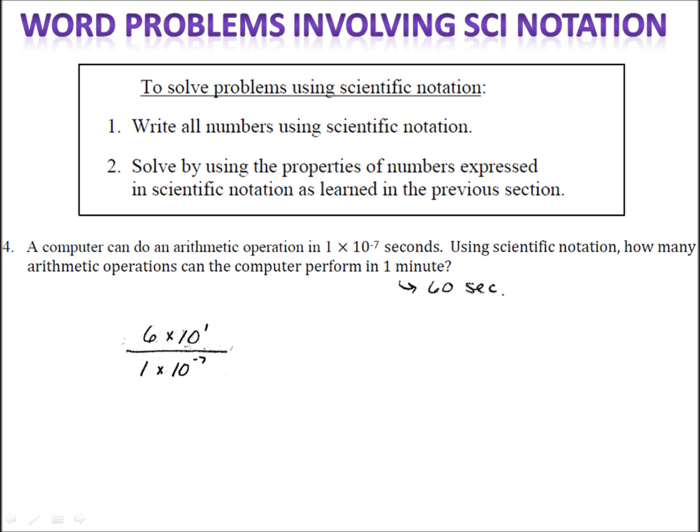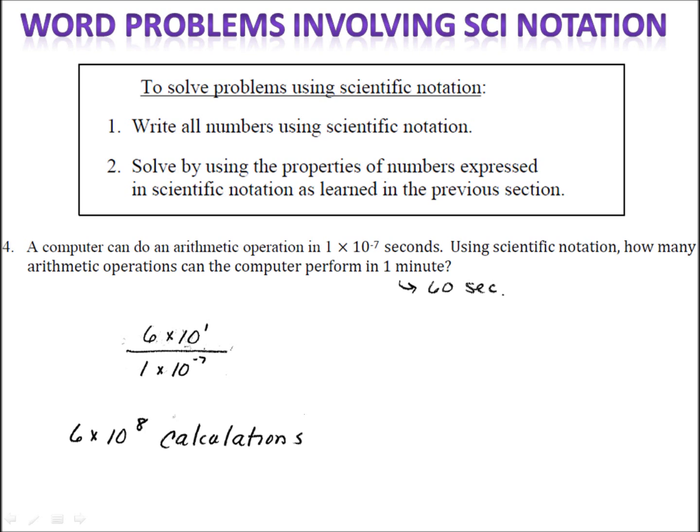Now let's write our numbers. 60 seconds is 6 times 10 to the first. The number of operations is given by 1 times 10 to the negative 7. Perform the division, and I end up with 6 times 10 to the 8th calculations. It looks like this computer can perform a whole lot of operations in 1 minute.